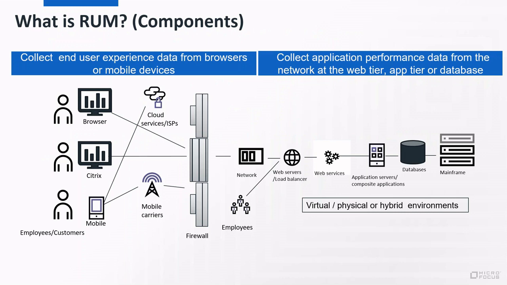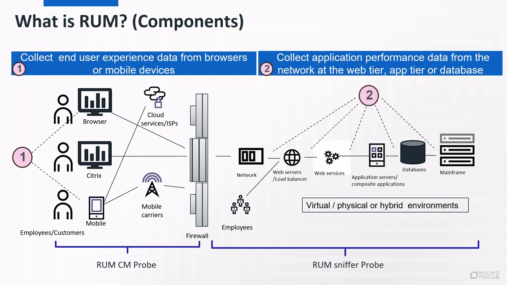As I explained in the initial slide, two types of collection will be used actually. This is a CM probe. CM probe stands for client monitor probe. As the name says, client monitor, it does monitoring of the clients, like your browser, mobile, and all those things. The one I told you about, the snipping, the mirroring, that is called the RUM snipper probe. Snipper means basically snip the traffic. So two types of capturing are used in the RUM.